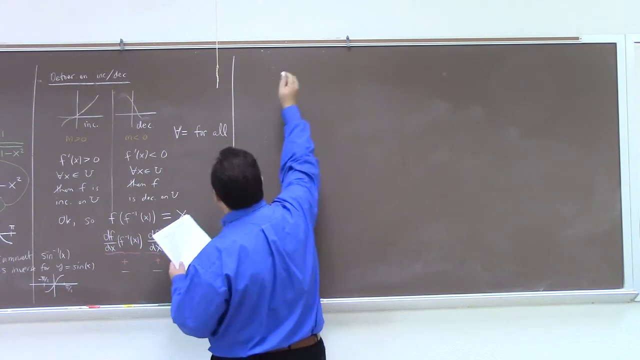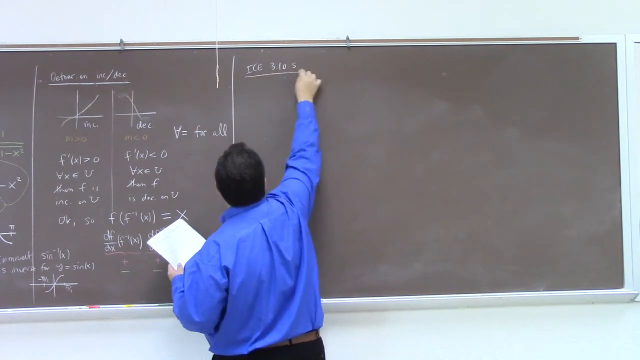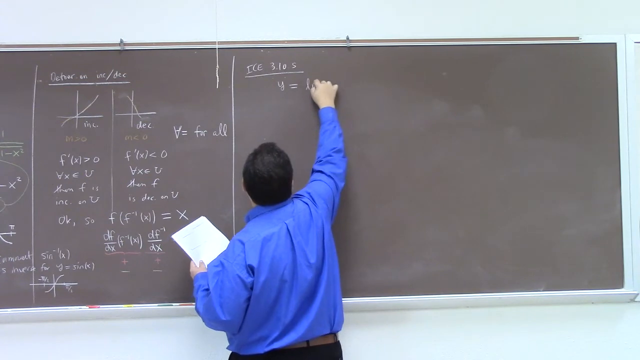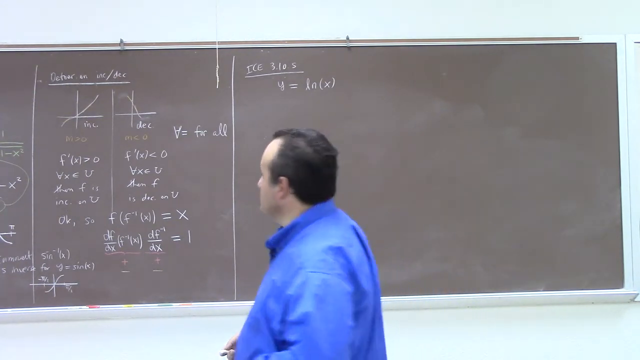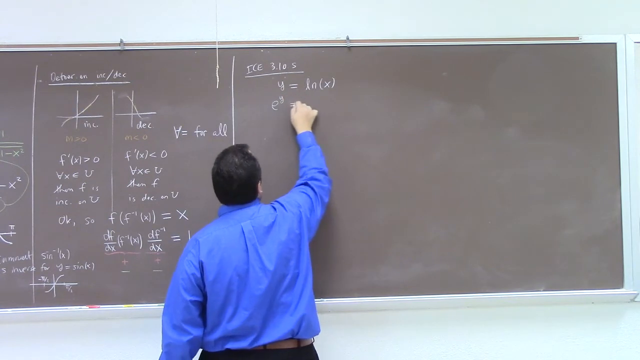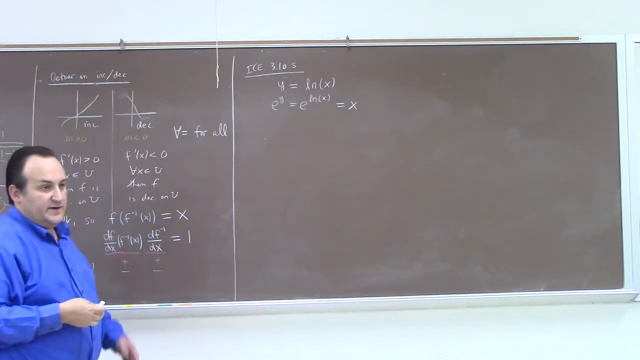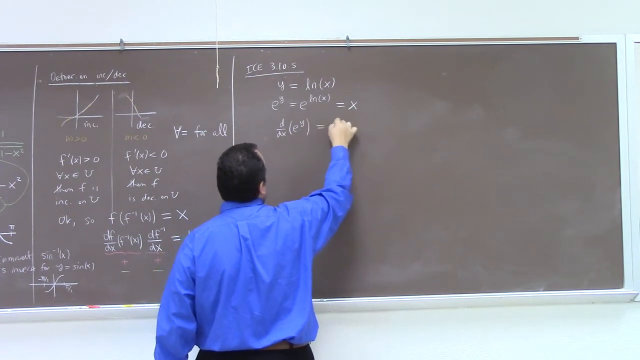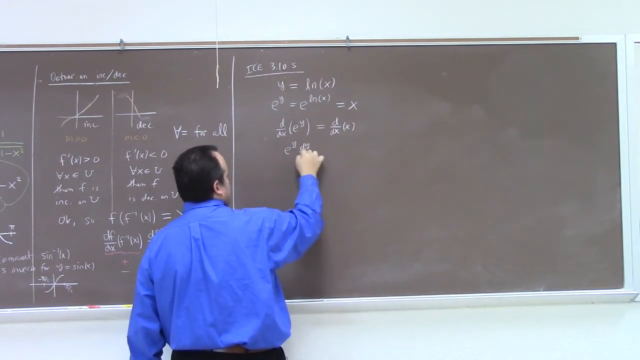All right, here we go. In class example, we're on page 114, 3.10.5. All right, so we're going to let y equal the natural log of x. We want to find the derivative of the natural log, right? Okay, so what's the inverse function of natural log? It is the exponential. So e to the y equals e to the ln of x, but e to the ln of x, of course, is just x. Now, we differentiate implicitly. So d dx of e to the y equals d dx of x, right? This gives us e to the y times dy dx equals 1.